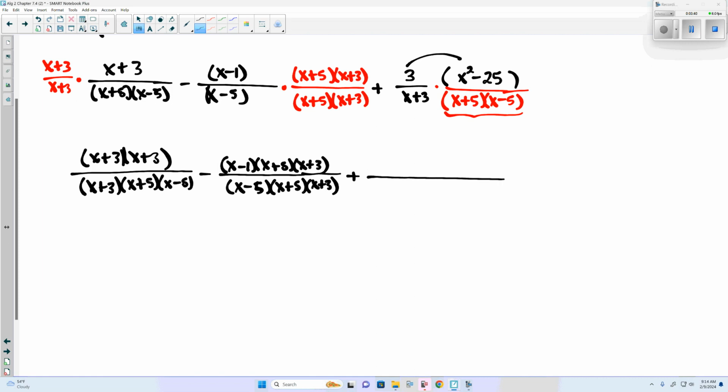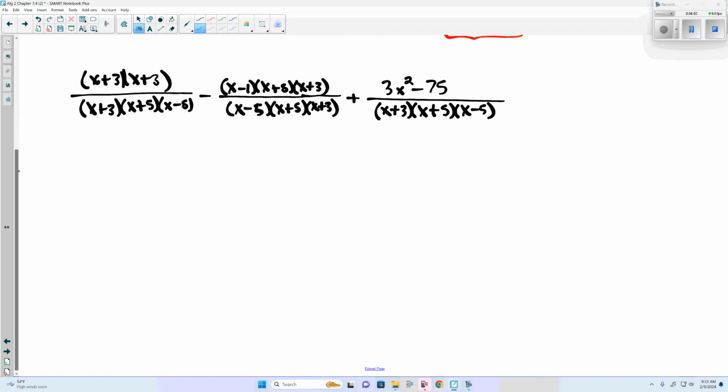And here I'm going to go on and multiply it out. The reason I'm multiplying this last one out is we have a single number, single expression. There's not a whole lot to this one here. 3 times x squared is 3x squared. 3 times 25 is 75. Now, at this point, we're going to start distributing.